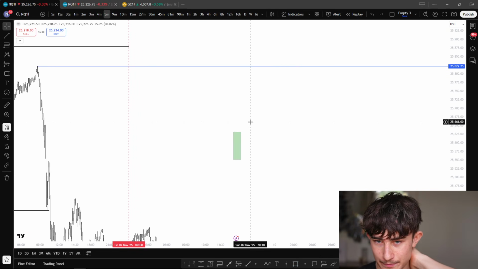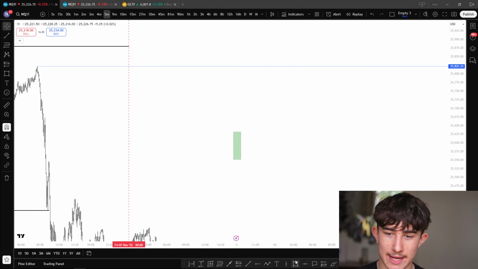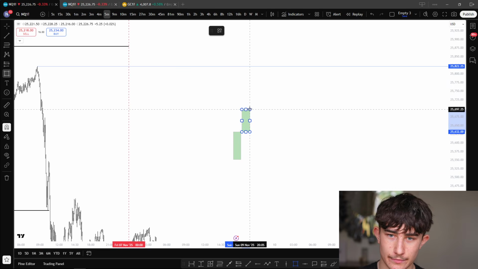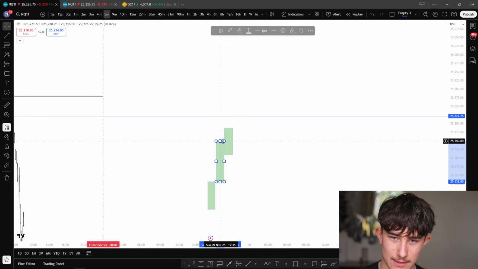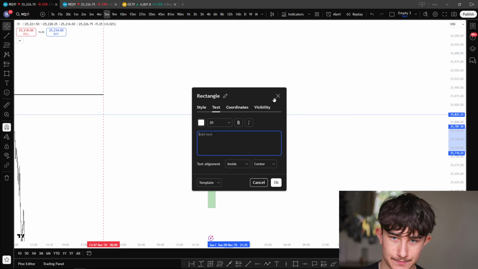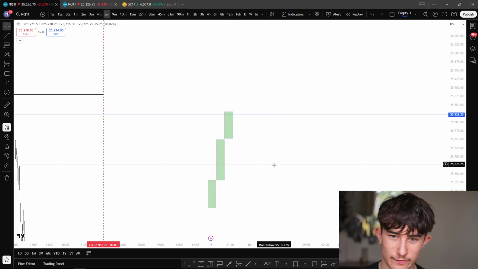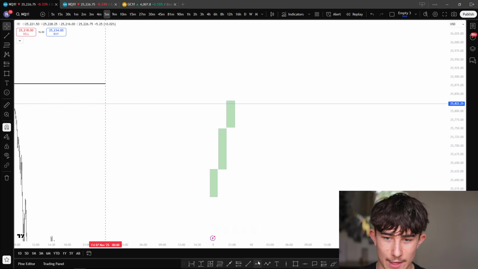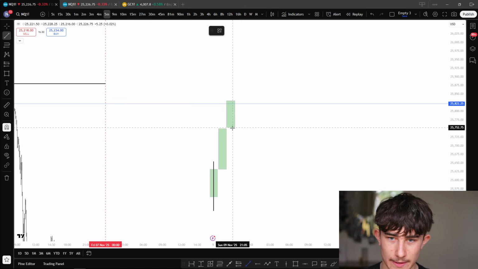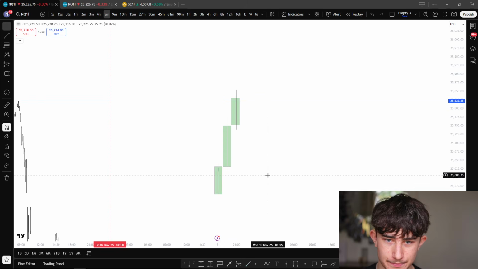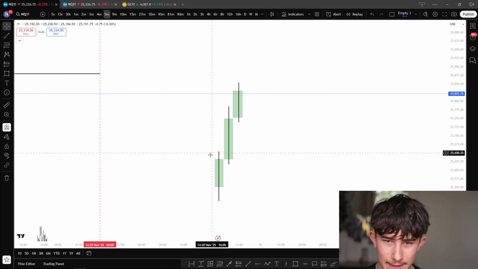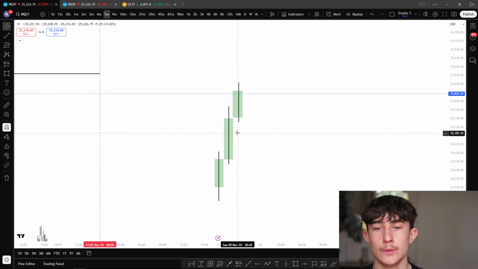A fair value gap is a 3-candle formation, just like this, this, this. Okay, in fact, I'm actually going to make this middle candle a little bit bigger. A 3-candle formation where the first and third candle's wicks are not overlapping. Okay? So, as you can see, the wicks of these 2 candles here and here. So, the high of the first candle and the low of that third candle in a bullish fair value gap.